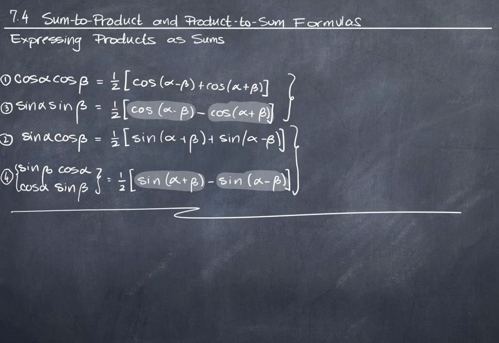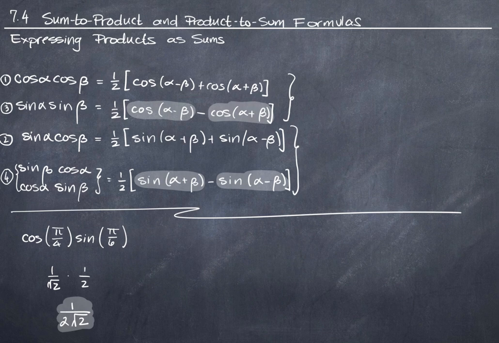Okay, how might we use this? We might, for example, be asked to find the cosine of pi over 4 times the sine of pi over 6. Well, we can certainly use the formula on this one, but we don't need to because I know what the cosine of pi over 4 is. It's 1 over the square root of 2. And I know what the sine of pi over 6 is. It's 1 over 2. So my result is going to be 1 over 2 root 2. And if you want to, you can rationalize the denominator, but I don't care about that. So here's my answer. I don't need a formula for that.